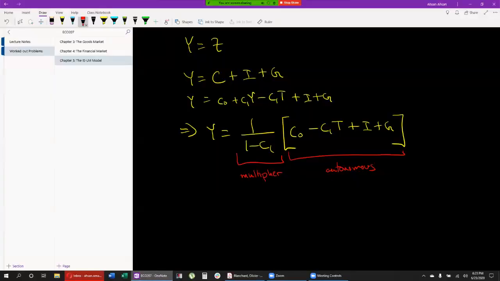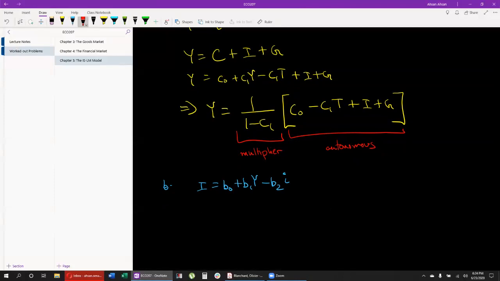So once we relax the assumption that investment is fixed, it's exogenous, let's see what happens. Okay, so this is part B. I equals, how much was it? B naught plus B1 Y minus B2 i. So before we start solving the problem, let's look at what this means. B naught is the autonomous part of investment. It means that regardless of how much the income is, regardless of how much the interest rate is, this is how much investment we're going to have in the account.